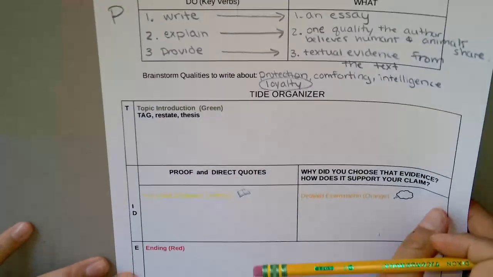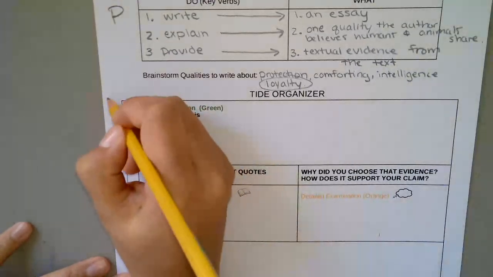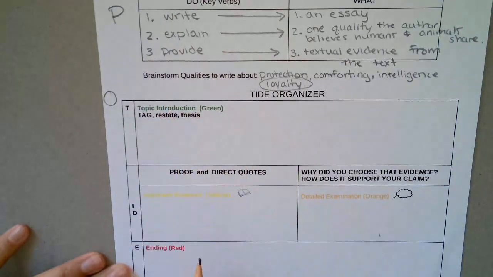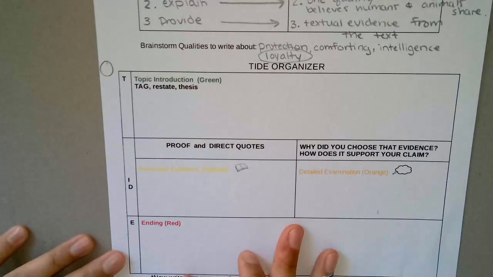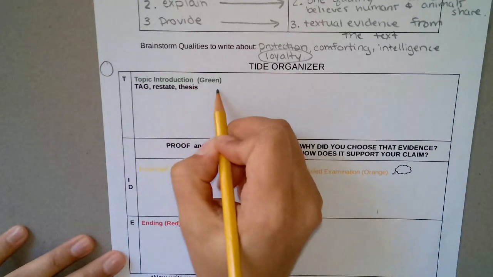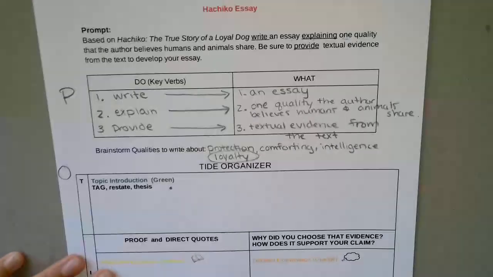So now I have to go down to the O part. This is all of the TIDE, right? That's where I'm organizing my thoughts. So I need to make sure I include the tag, the title, the author, and the gist.